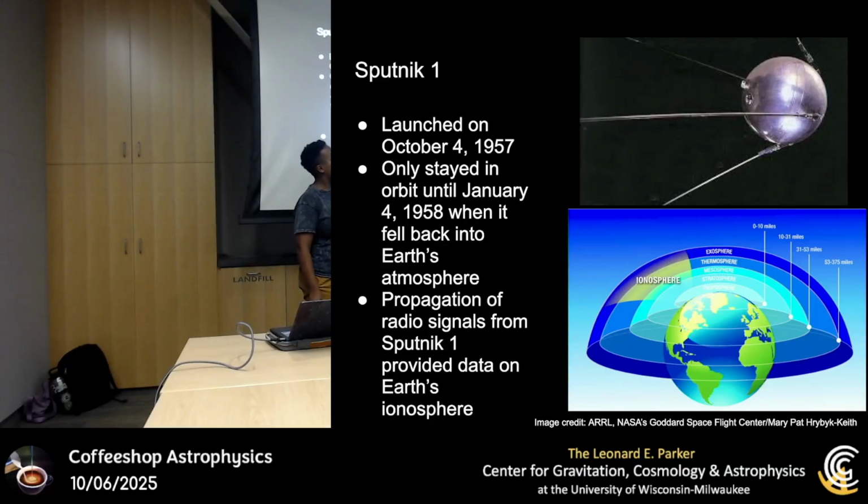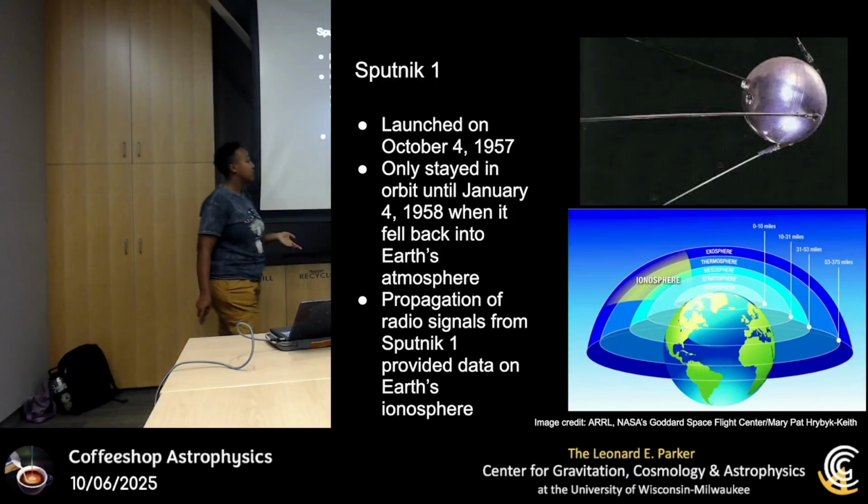And you can see that Sputnik 1 was just a sphere with all these antennas sticking out. Those were for radio communication.